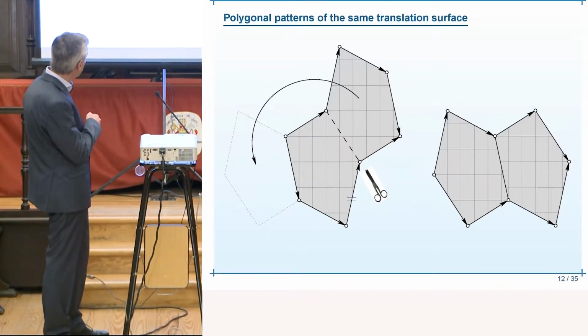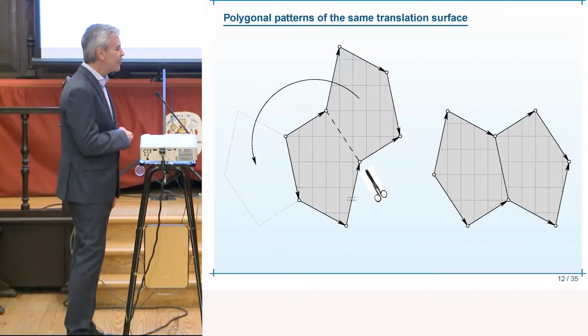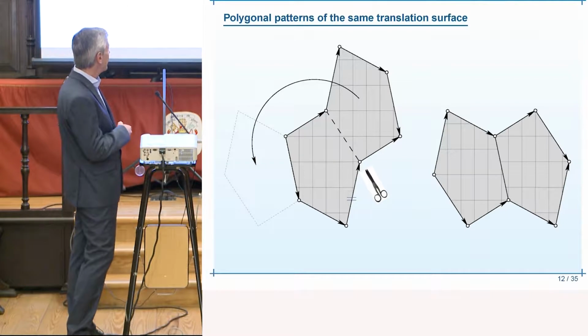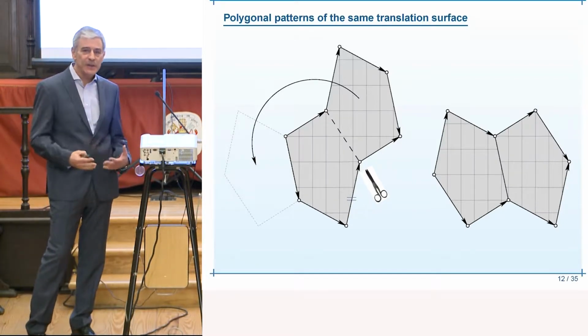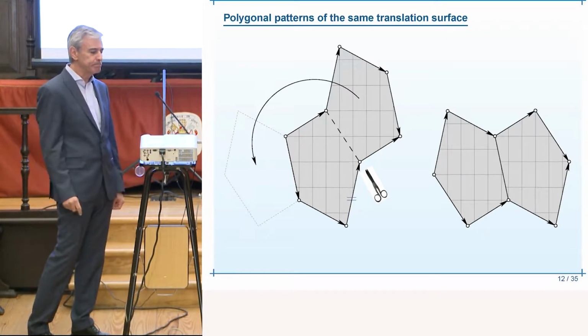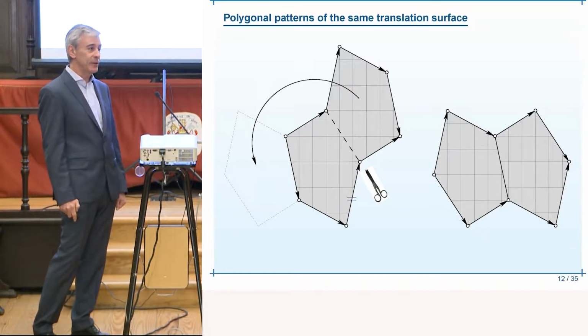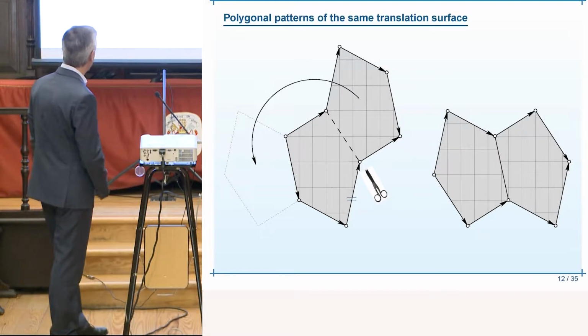a pair of scissors, you can chop out this pentagon, and since this side is glued to this side, you put it here. So the surface obtained from this polygon and the surface obtained from this polygon is the same surface. There are plenty of representations, and this shows why we have sort of a moduli space right away.